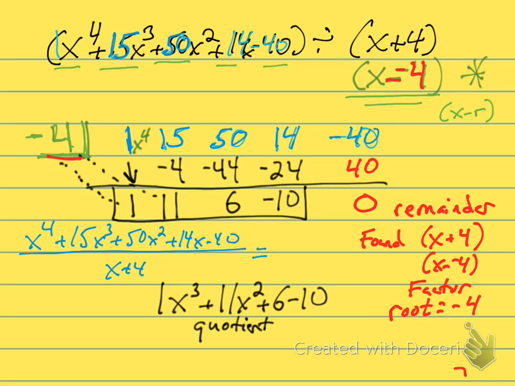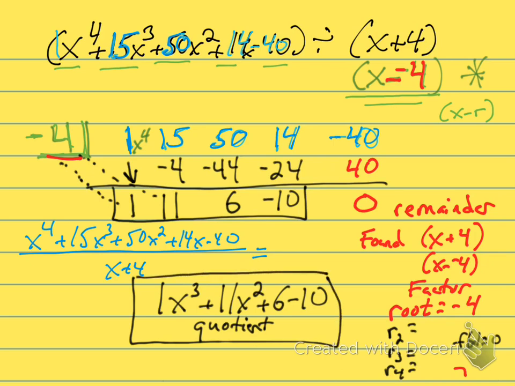Now, if we were asked to find the other 3 roots for this polynomial, if it was set equal to 0 in the form of f of x equals 0, then we would have continued to look for more roots by continuing our synthetic division process. But for this problem, all it asked was for us to divide the polynomial by the binomial, and this is our quotient.